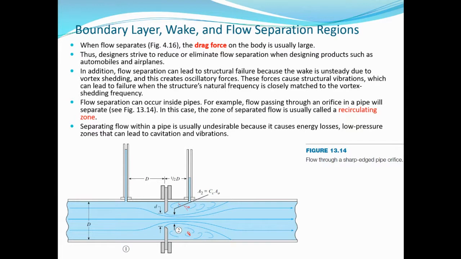So these are undesirable losses. They cause energy losses. We don't want such low pressure zones, and these wake regions, or the recirculating zones, are prone to low pressure. For that reason, they can cause a lot of energy losses as well as structural damage.